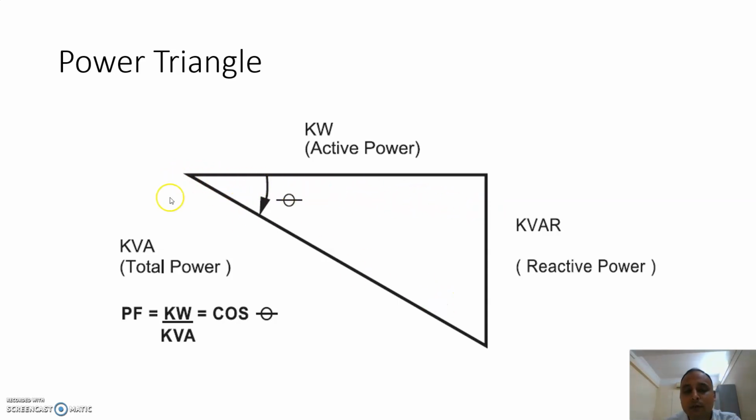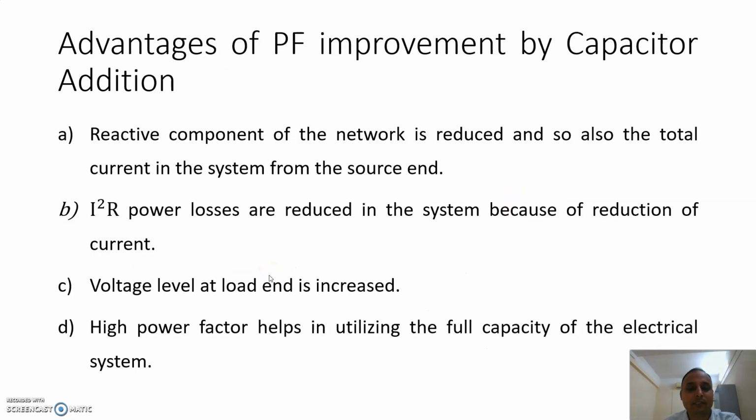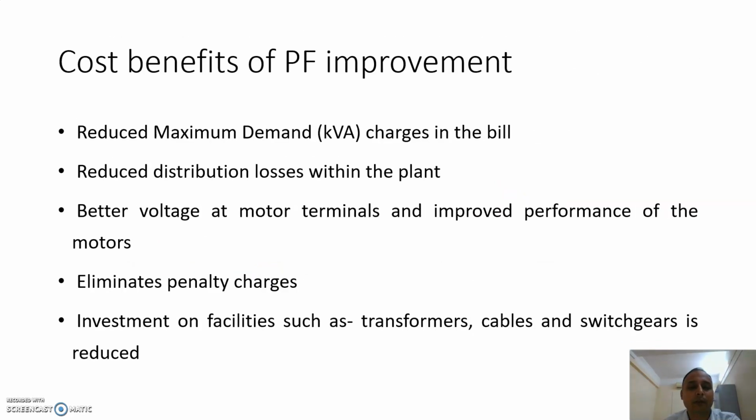The hypotenuse of this triangle, kVA, will be from here to here. So this value will also get reduced, and that leads to improvement in the kVA capacity that can be charged in the bill for the maximum demand. So by reducing the kVAR, we can actually reduce the kVA as well, which can reduce the maximum demand charge in the bill. So that's a cost benefit.